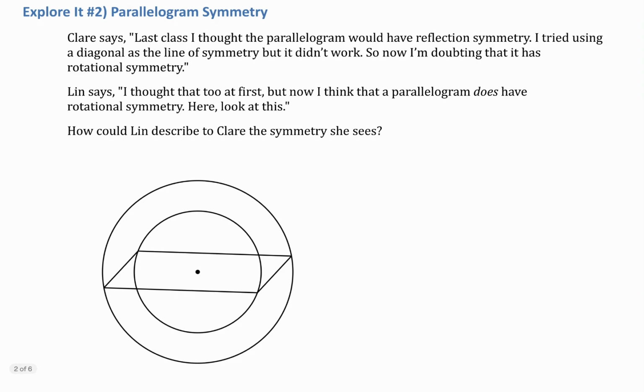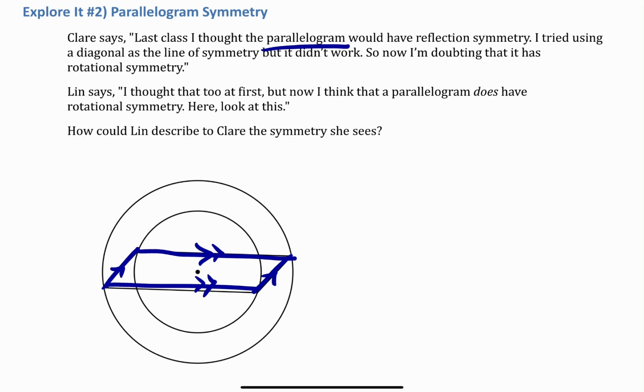Explore number 2, parallelogram symmetry. Claire says, last class I thought the parallelogram would have a reflection symmetry. What is a parallelogram? It is this figure: one pair of opposite parallel sides, and it has another pair of opposite parallel sides. That's why it's called a parallelogram.